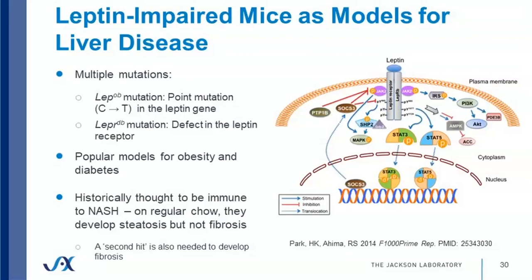One set of metabolic models that investigators turn to when looking for possible fatty liver phenotypes are the leptin-impaired models. The OB mutation is a point mutation in the leptin gene itself, while the DB mutation is actually a mutation in the leptin receptor. Both mutations disrupt the normal leptin pathway and result in obese and diabetic mice. In historical reports, these mice didn't develop NASH when fed a standard chow, but as we discussed earlier, a second hit might be necessary to develop fibrosis in the liver.